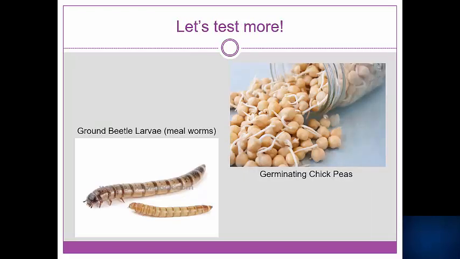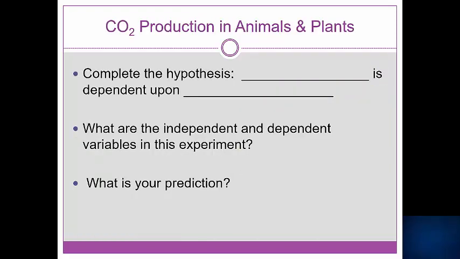In the next experiment, we compare cellular respiration in animals and plants. For animals, this time we will use beetle larvae. For plants, we use germinating peas. Both organisms are alive and performing cellular respiration. Follow along with this activity in your manual and take notes as you go.